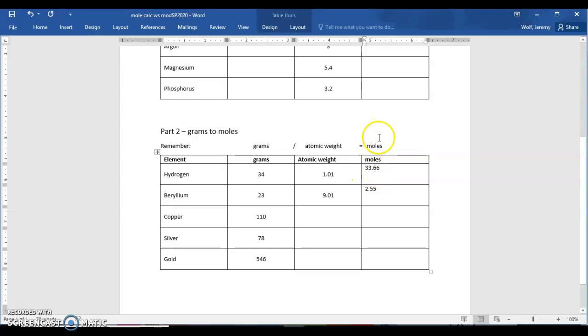There you go. So that's how you're going to complete this whole Mole Calc worksheet. Type all your answers in there, right? Or if you want to print it out and write it out, you can take a picture of that and submit that. Okay, either way works. Whatever's best for you. Okay, so fill out this whole worksheet, turn that in, and that is your Mole Calc worksheet assignment. Okay, have a great day.